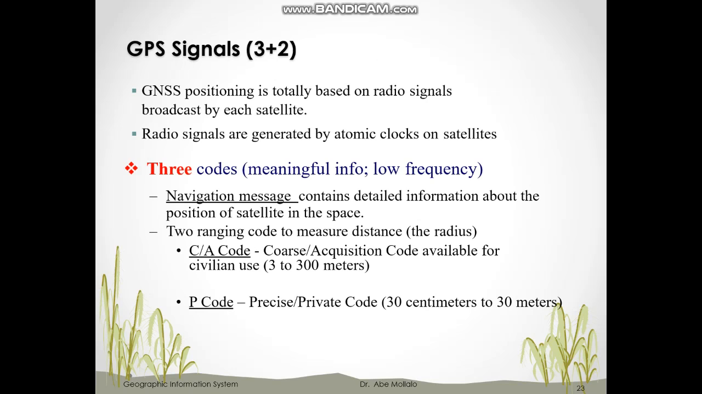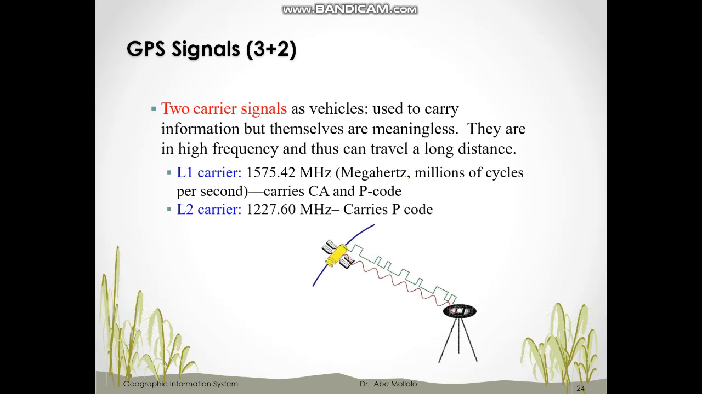Coarse means the accuracy is low, and this code is available for civilian use. The third code is P code, or precise or private code, which is another ranging code but is much more accurate than CA code and can be accessed only for military purposes. So these 3 codes, CA, P, and message codes, are meaningful but have very low frequency. Low frequency means they cannot travel a long distance in space and they will decay in space. So that's why we need plus 2 codes.